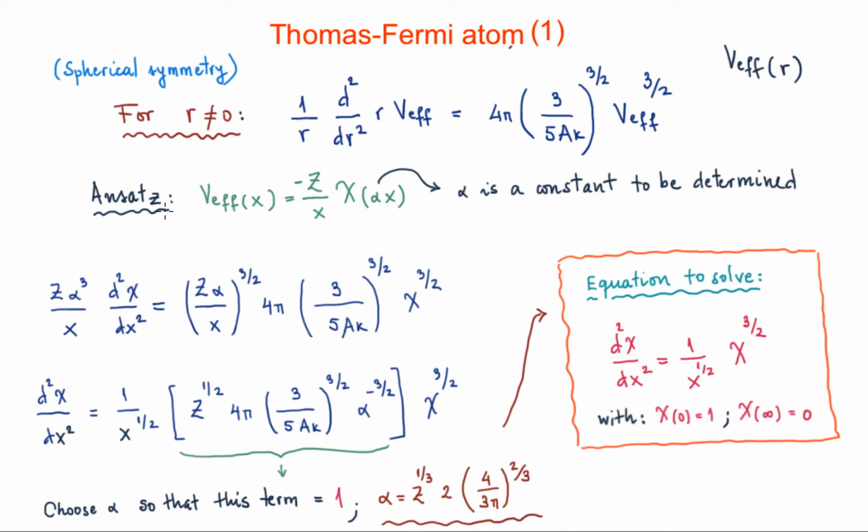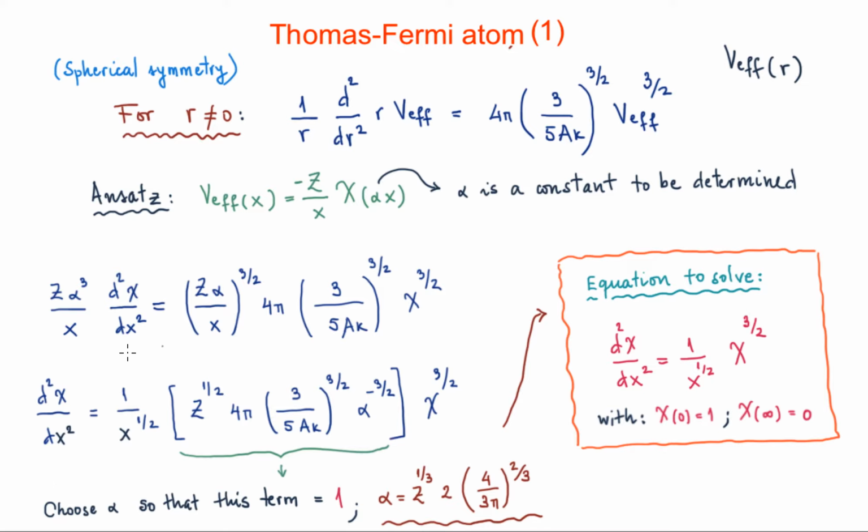In order to solve that equation, we're going to make the ansatz that the effective potential depends in this way: minus Z over x times a function we have to solve, which we're going to call chi, which is going to depend on alpha, a constant that we have to determine, times x. If we plug that form of the solution into this equation, it's easy to see that we get this expression, that if we reorder the coefficients, this part on the right goes to the left-hand side, then we have that equation.